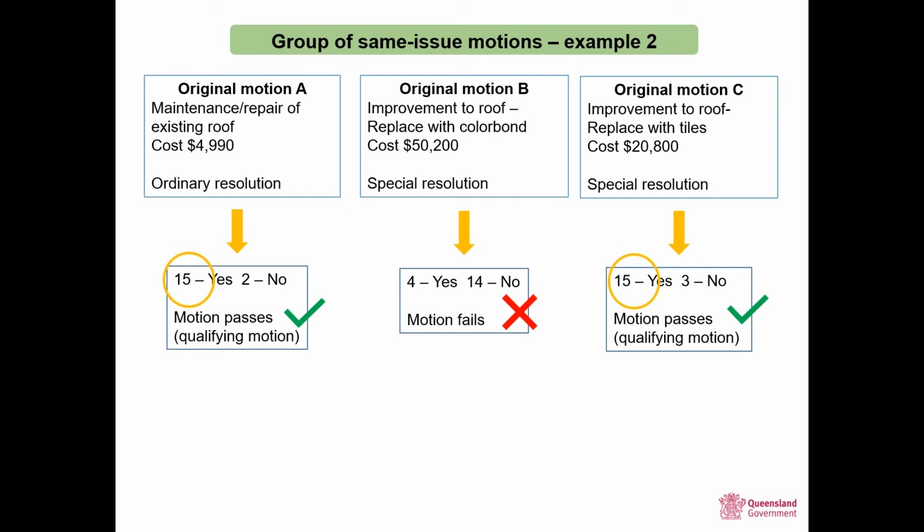Motion A and motion C both have an equal number of yes votes. So the next step is to count the votes against the motion. The motion with the least votes against becomes the body corporate's decision, which means that motion A is the decision of the body corporate as it has only 2 votes against.